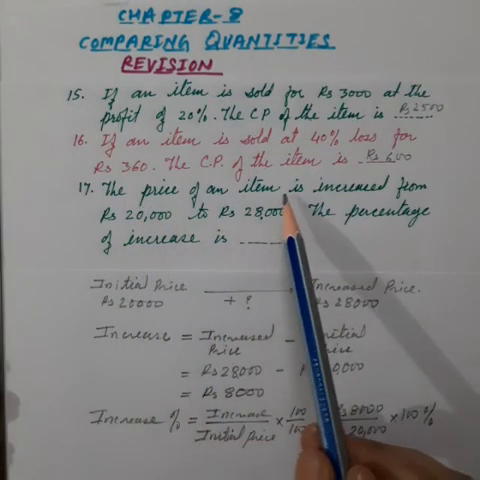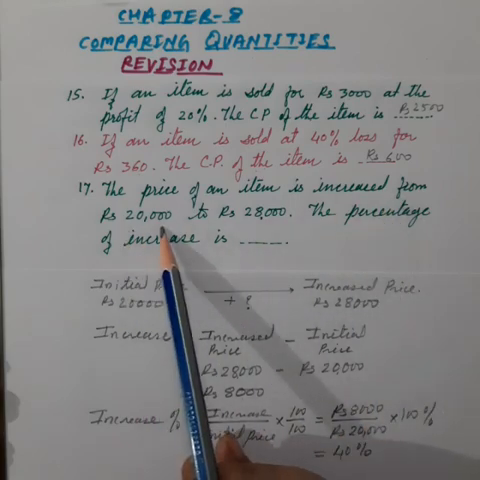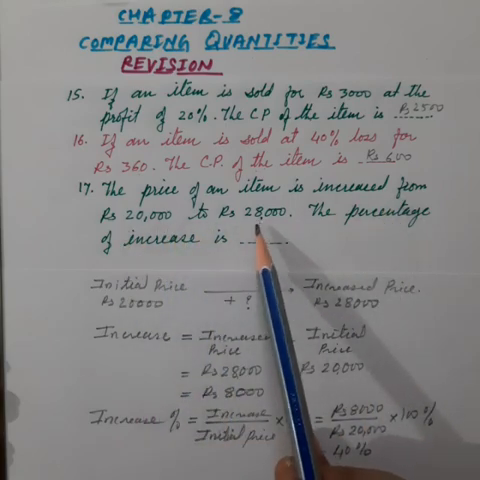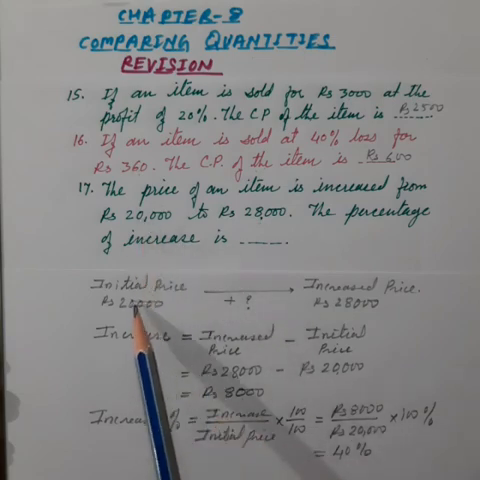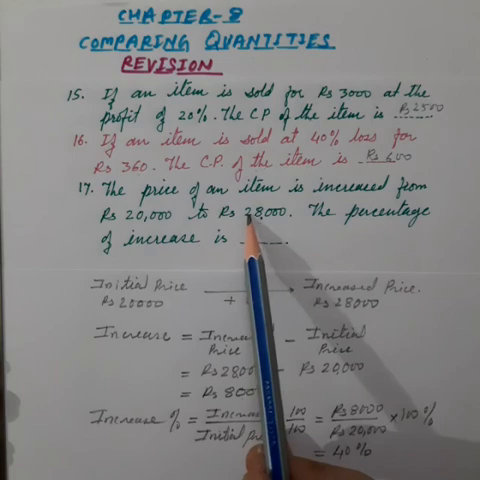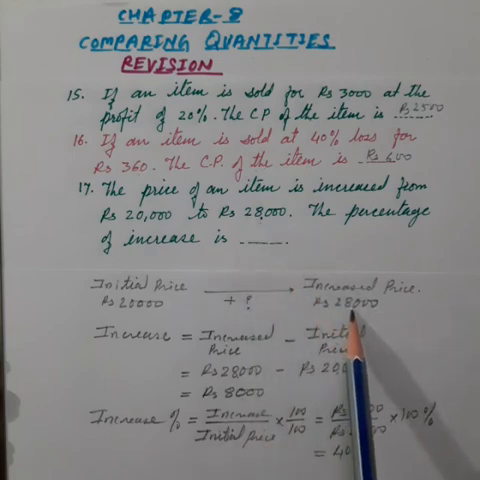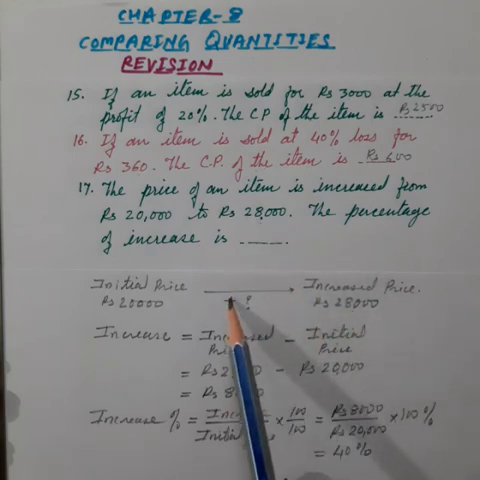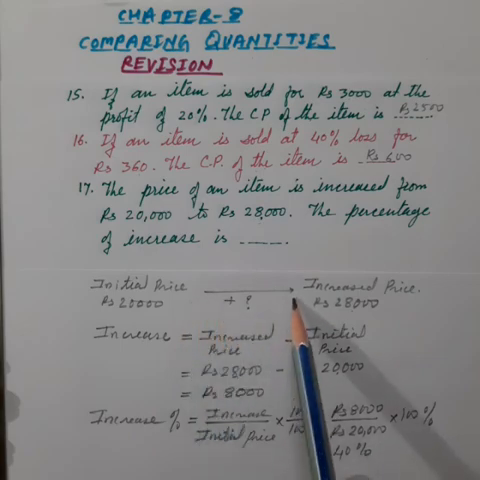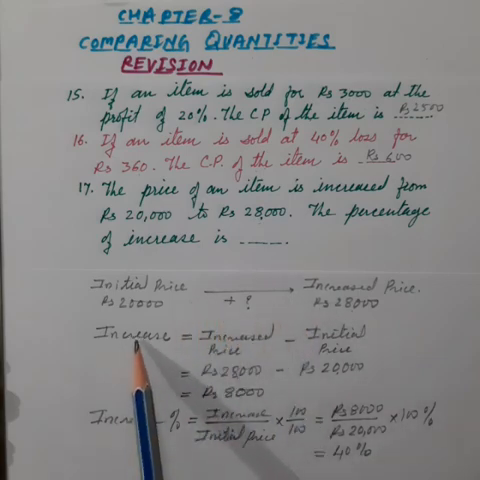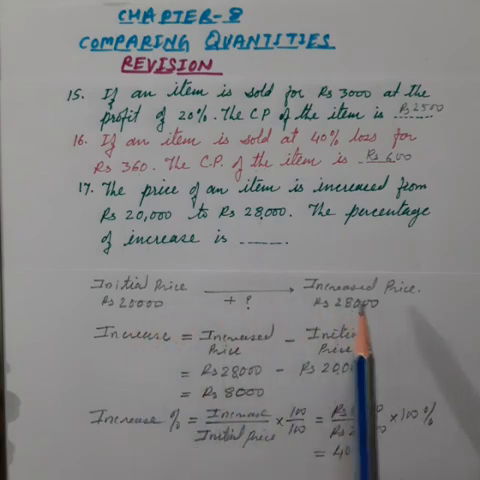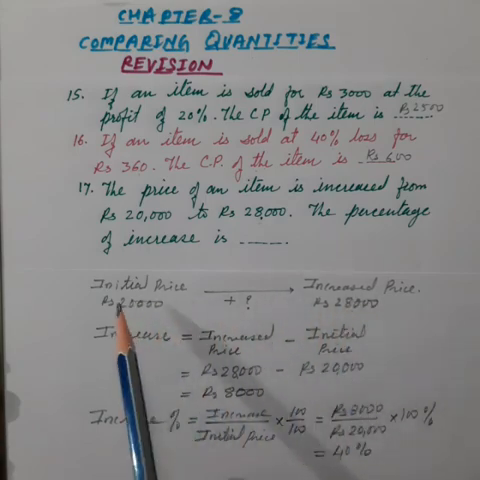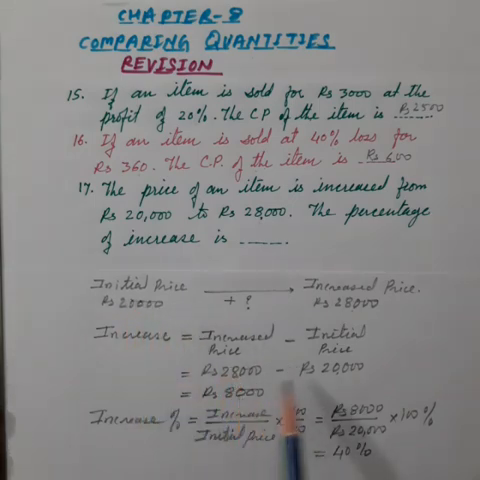The price of an atom is increased from rupees 20,000 to rupees 28,000. What is the percentage of increase? The initial price was rupees 20,000 and it is increased to 28,000 rupees. So first we have to find out how much it is increased. To find out the increase, we have to find out the difference between these two values, increased price and initial price. We get this difference rupees 8,000.